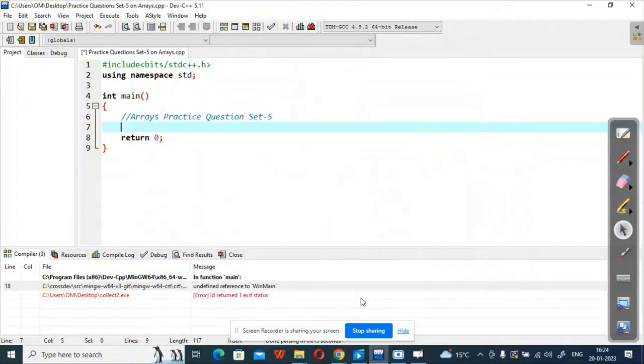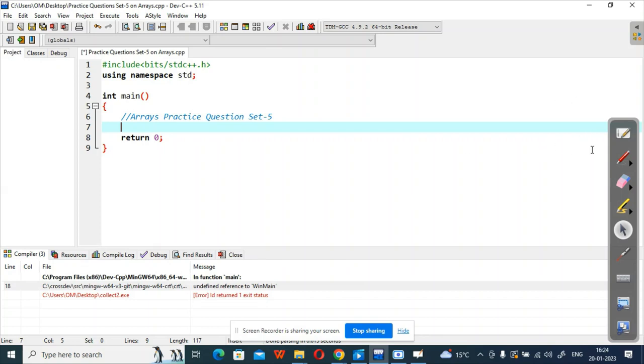Hello students, in this lecture we will be covering more intermediate level questions on arrays. So it is arrays practice question set number 5. I am assuring you that these questions will raise your level of problem solving quite higher, and you will get a good grip over problem solving by doing these questions. These are very logical questions that we will be covering in today's session.